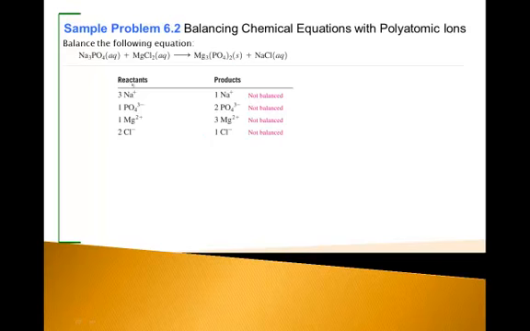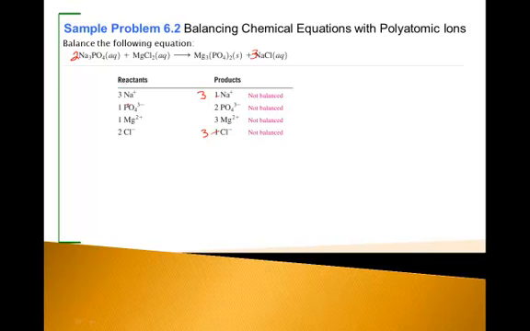So I'm going to start, it doesn't matter where, maybe I'm going to start with my sodiums. So I have 3 on this side and only 1 here. So I'm going to try a 3. So that would give me 3 sodiums, and that's going to give me 3 chlorines. So now my sodiums are balanced. I'm going to move on to my P's. So I have 2 P's on this side and only 1 on this side. So I'm going to put a 2 out in front.